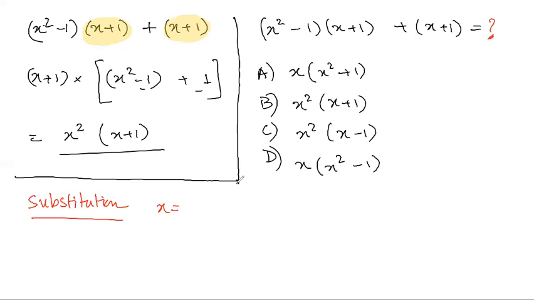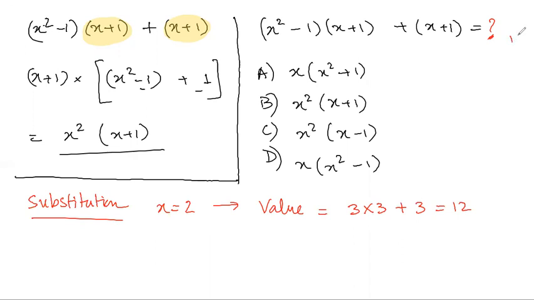Say x is, don't take 0, because if you take 0, all of these options will become 0. So take something else. Say take x as 2, and plug it into the main stem. So the value of the expression given is 2 squared, 4, minus 1, 3, times 2 plus 1, 3, plus 2 plus 1, 3. So 12, right?